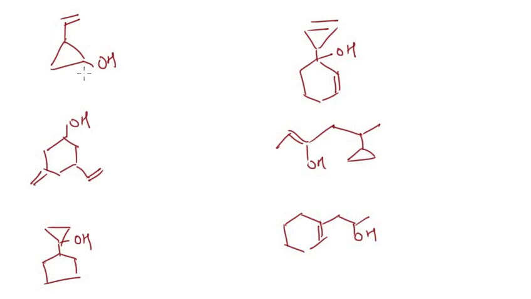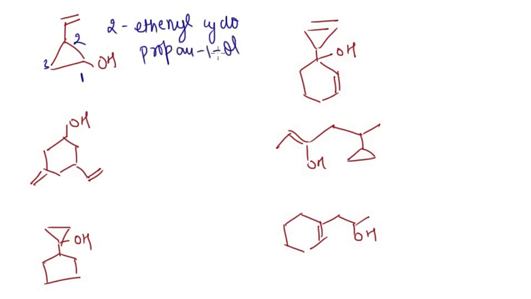First of all, we have to number them 1, 2, 3. This is the substituent. So the substituent name is 2-ethynyl, cyclopropan-1-ol. 2-ethynylcyclopropanol.